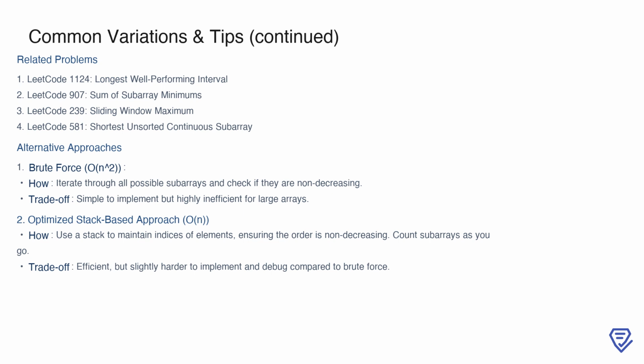When considering alternative approaches, the brute force method is a straightforward option. This involves iterating through all possible subarrays and checking if each one is non-decreasing. While this is simple to implement, it comes with a significant trade-off: its O(n²) time complexity makes it unsuitable for large arrays. On the other hand, the optimized stack-based approach offers an efficient O(n) solution. By maintaining indices of elements in a stack, you ensure the order remains non-decreasing while counting valid subarrays dynamically. However, this method can be slightly more challenging to implement and debug compared to brute force.